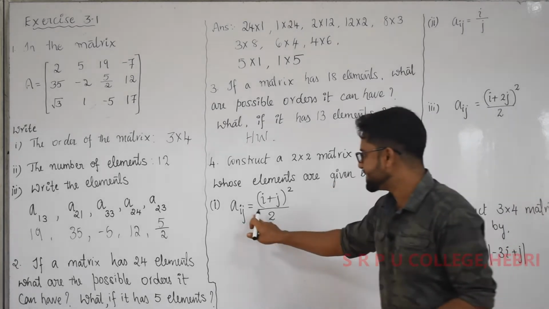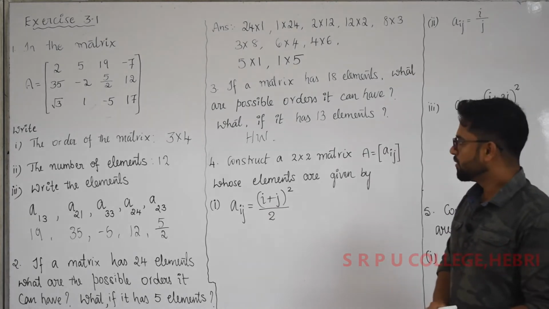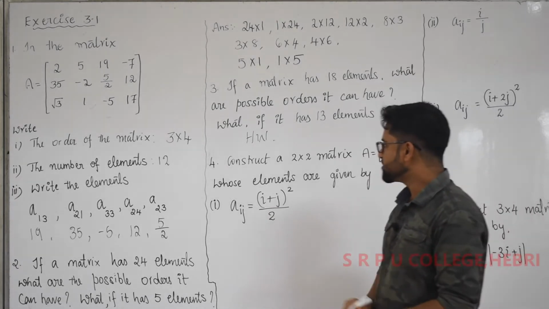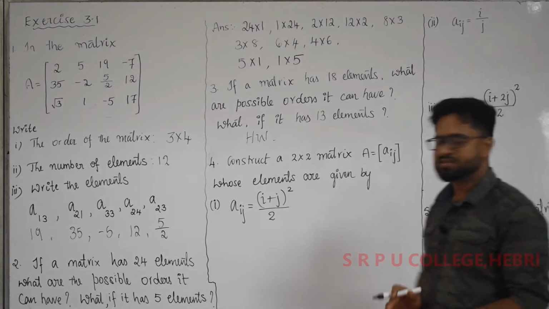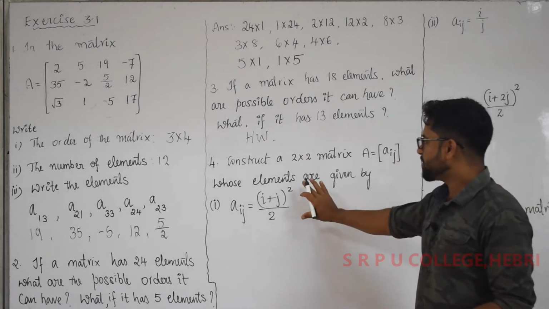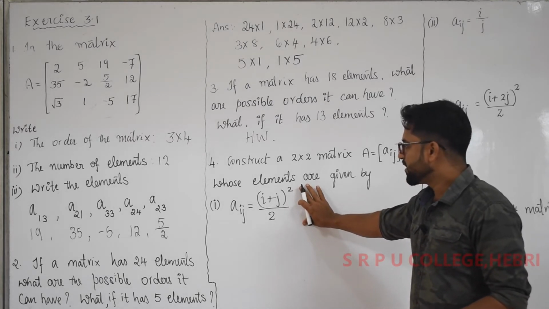Next, fourth problem, construct a 2 cross 2 matrix A is equal to Aij whose elements are given by Aij is equal to (i plus j) whole square divided by 2. One of the very important problems. If you go through the previous question papers, this type of problem definitely will be there.